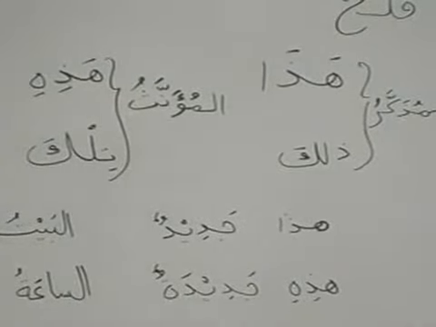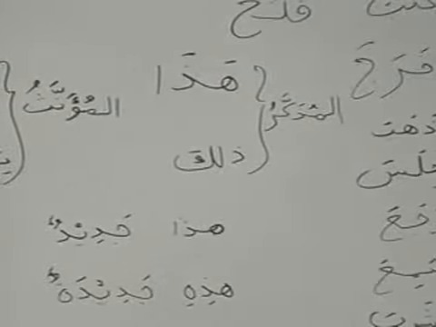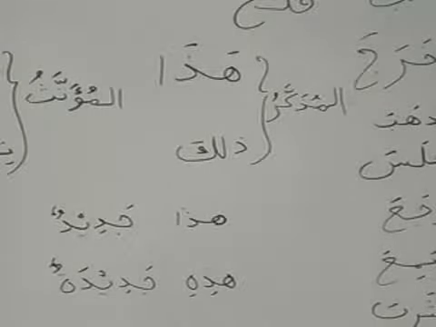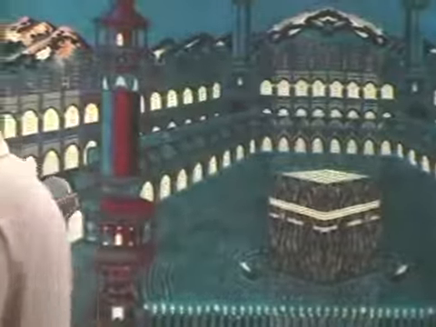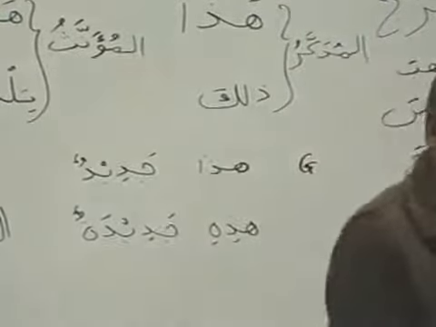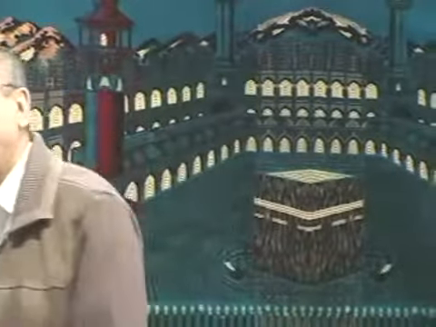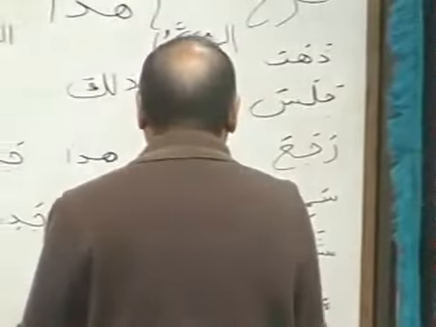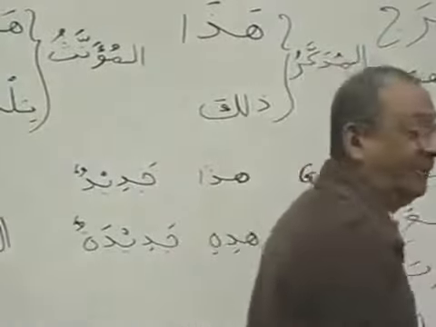Now, what is there to be careful about? Here is a rule, brothers and sisters. In Jumla Ismiya, what do you have? Mubtada and Khabar. Brothers and sisters, Khabar has to match Mubtada. What did I say? Khabar has to match Mubtada in two things. What are those two things, brothers and sisters? Marfu is, without saying, they have to be marfu. Okay?